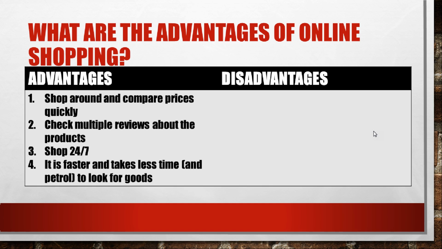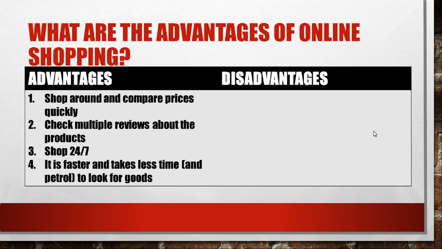So I can have 4 or 5 shops going in different tabs, and I can search for the same product. I can compare things easily on compare websites. I can also check multiple reviews about the product, so I can get instant reviews as long as you can trust them. I can shop anytime, so it's great for shift workers. So if you're a nurse and you finish your shift at midnight, you can go home and do your shopping, your food shopping, you can do your clothes shopping and whatever. It's also faster and takes less time and petrol to look for goods. So you're at home in the comfort of your home, and you can just shop, do what you want.